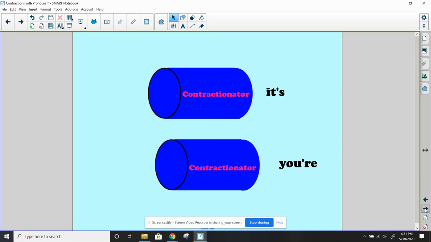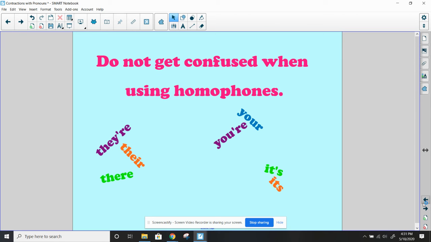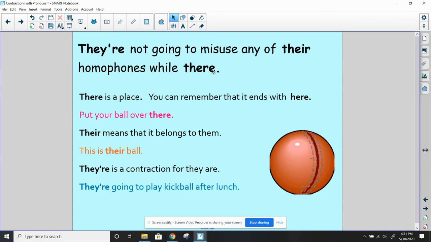We have a couple more. So this is where we don't want to get confused when using homophones. A homophone's there, and your, and its. So I'm going to go over those just to remind you so that you're not making those mistakes. Let's start with the theirs. So here's an example. They're not going to misuse any of their homophones while there. I used them all in one sentence. THERE is that location. There is a place. You can remember that. It ends with here. I am there. I am here. This is a location. Put your ball over there.